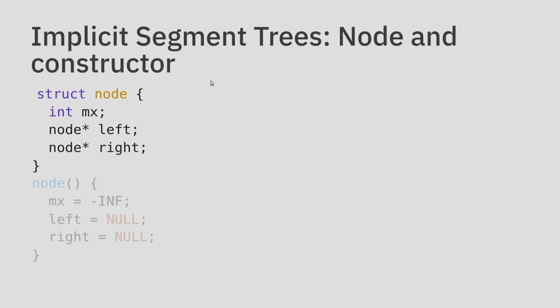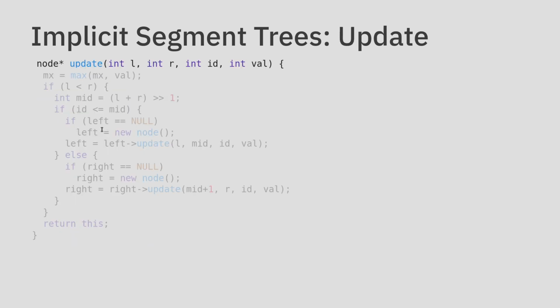So this is the structure for a node of an implicit segment tree. We want to store the maximum value, and there are basically two pointers, left and right, for each node, which are not initialized at the start of initializing a segment tree. So initially both of them are null. As you can see, this is the constructor for the node, and let's see how we will perform the updates and queries on this. So this is the function update.